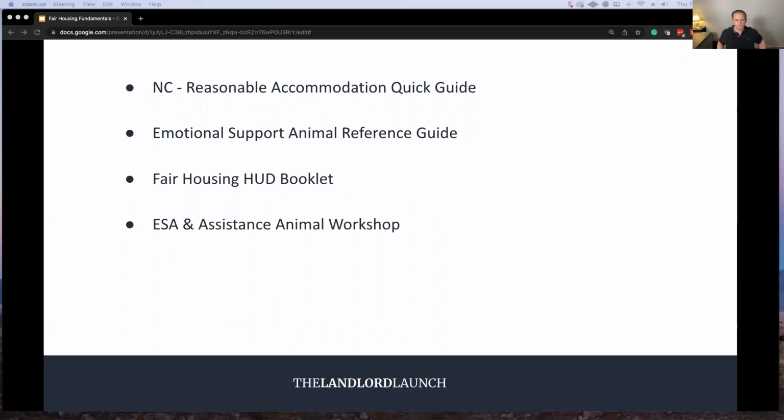I've also included, these are again in the Forms Vault, but I'm going to link them here as well for easy access, this reasonable accommodation quick guide. This is a North Carolina guide, but I thought it did a really good job in terms of outlining reasonable accommodation, because a reasonable accommodation request is a reasonable accommodation request. Yeah, maybe there's a state spin on it here and there, but for the most part, this was a very solid information guide. So if you want to check that out, that's there.